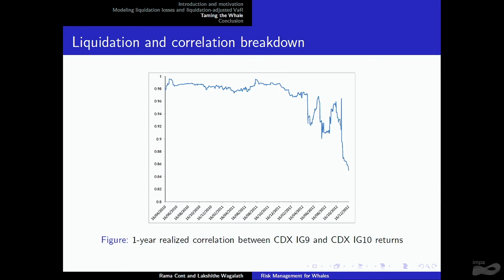Something very remarkable that shows there is a big effect of the liquidations of the London Whale is the realized correlation between CDX IG9, the one that was liquidated, and CDX IG10, which is another one close to IG9 but was not liquidated by the London Whale. You see that they are close, so the realized correlation from 2010 to the beginning of 2012 is almost 1. And then liquidation starts, and you see how correlations break down. There is no fundamental reason for correlations to break down here. It's completely linked to the fact that there was one big player pushing large sales on one of those two indices.